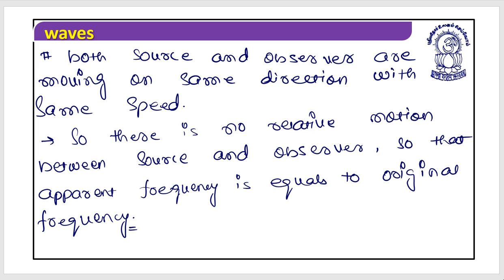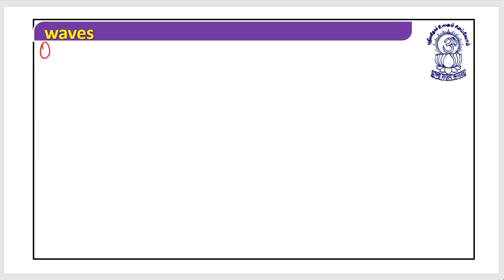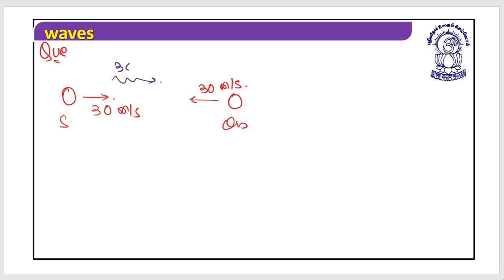But if the reverse is the case, let's understand the situation: this is the source, this is the observer, one is moving in this direction with a speed of 30 meters per second, the other is moving in this direction with a speed of 30 meters per second, and let's call this 300 meters per second. This is the velocity of the sound wave.